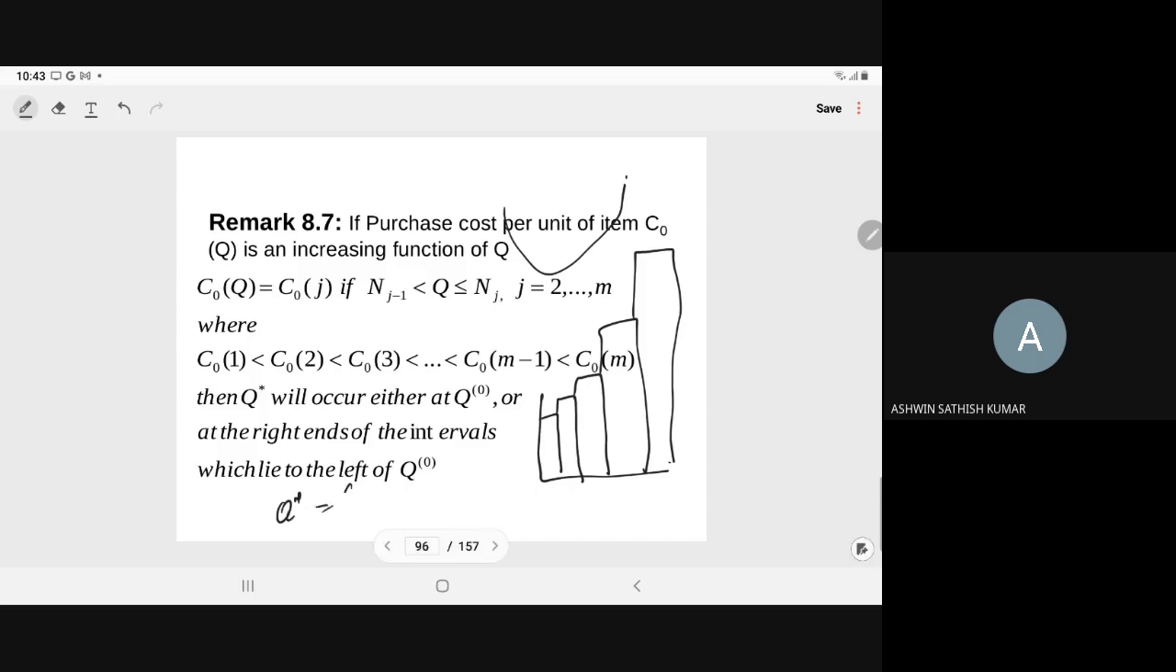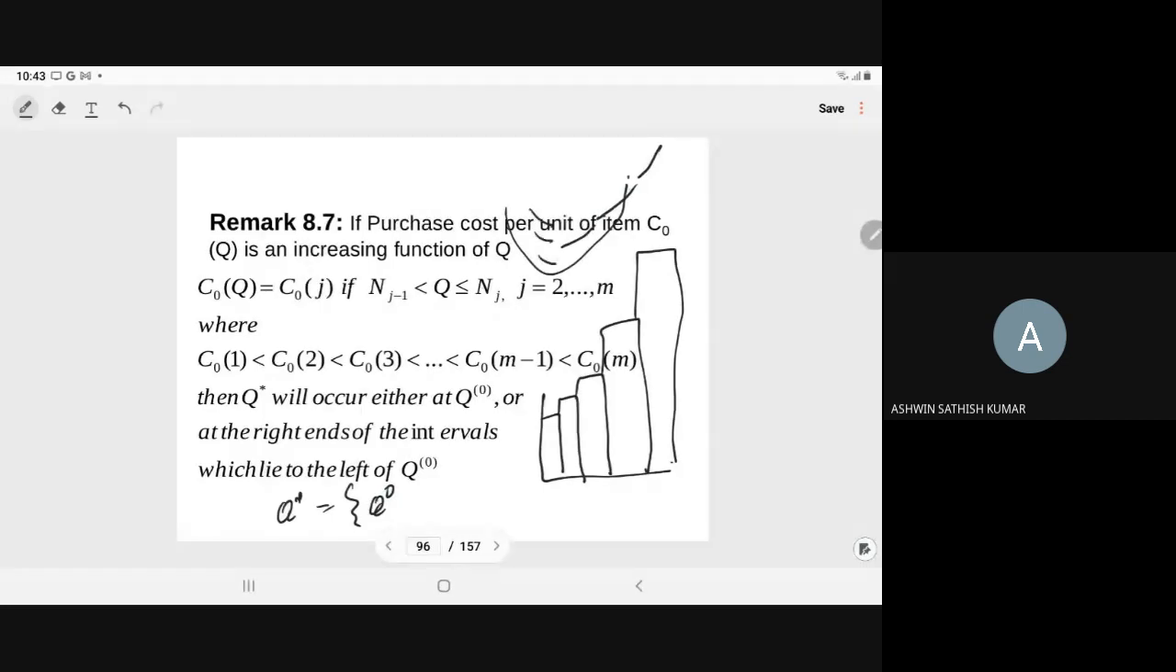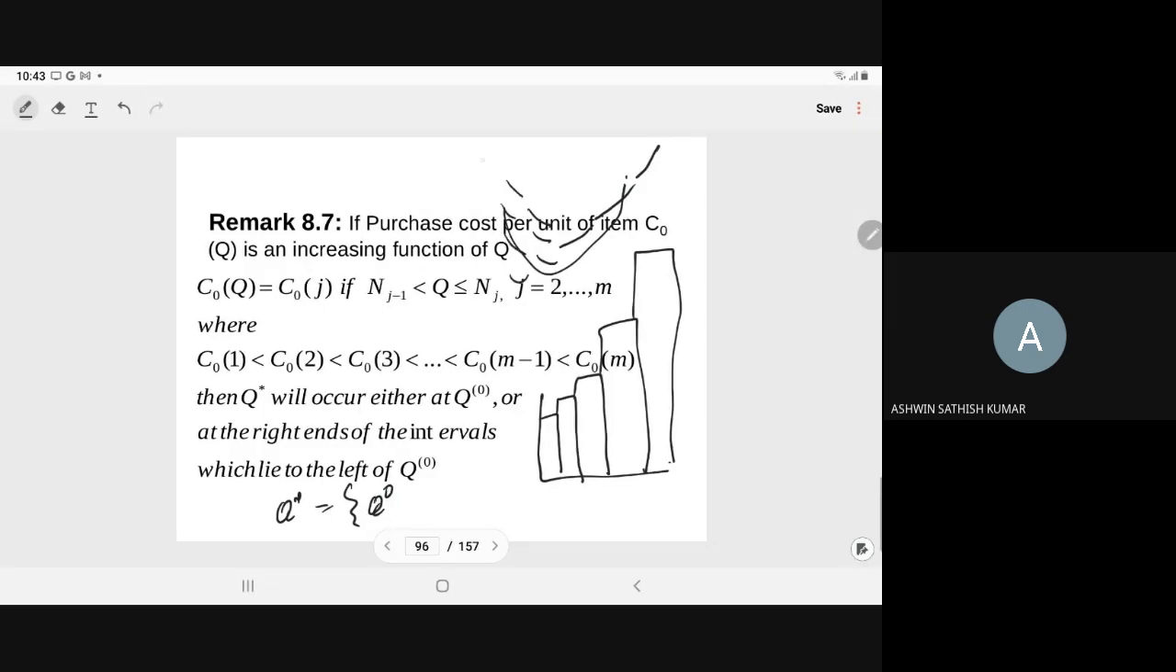Logically, you use the logic. So what will be the Q star? Either it is Q naught, meaning we have the shape like this, and from here we can have any point. So either it is the Q naught or the right limit of the left interval.